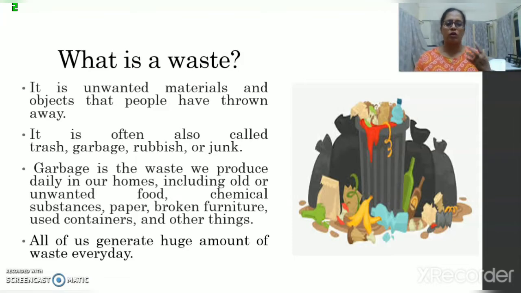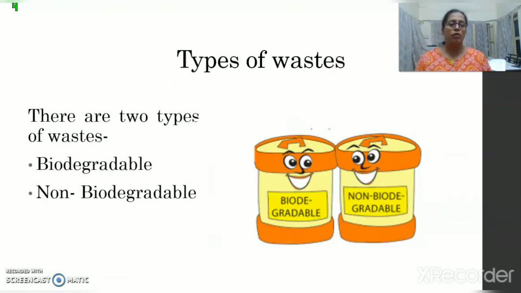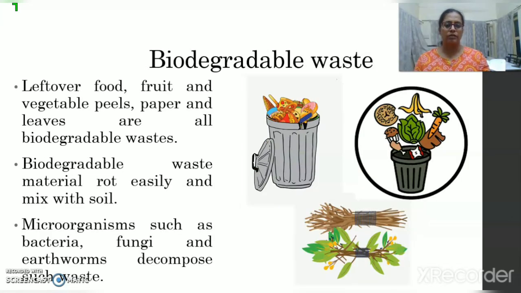So we all know all these things. Sometimes you have paper which can be thrown out, you have food which is given to the animals, or sometimes it is thrown out as well. And we have broken furniture that we keep away and throw away, right? Children, this is how we generate a huge amount of waste in our daily life. Now there are basically two types of waste. One is biodegradable and another one is non-biodegradable.